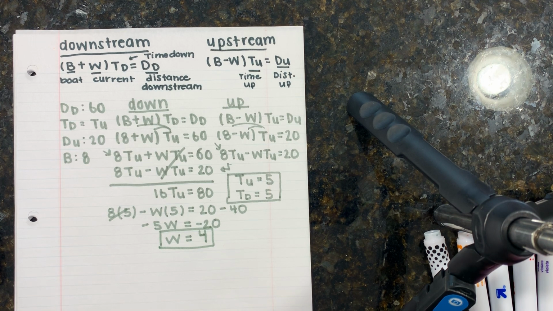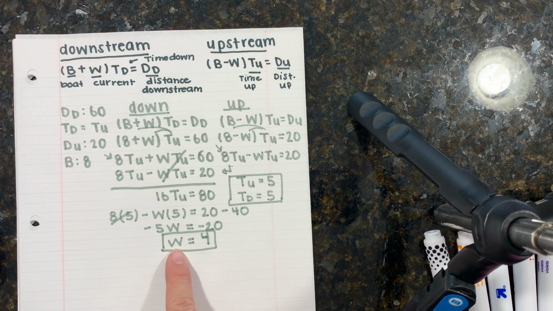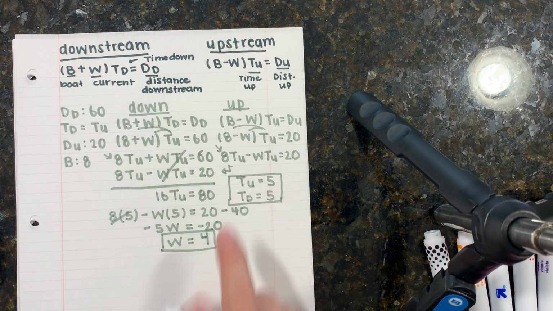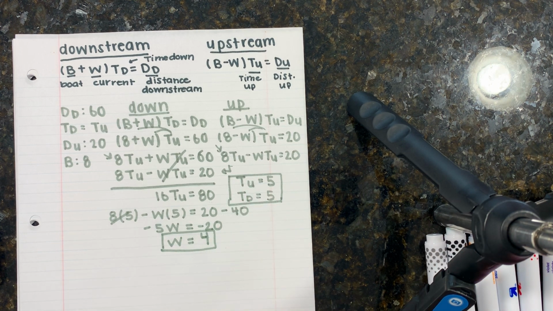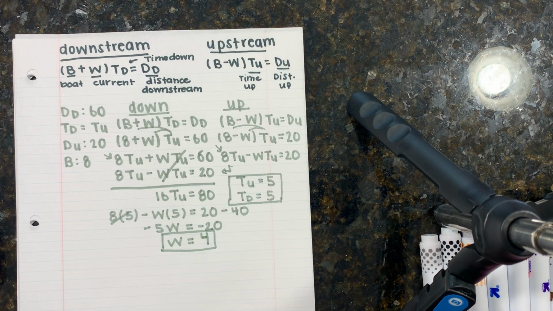So it asked us, what is the speed of the current, which is W, and then it asked us for what are their times, which is TU and TD. So like I said before, you need to know both of these equations in order to solve. So let's look at the next one.